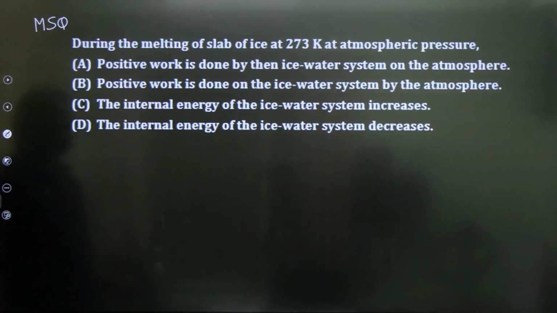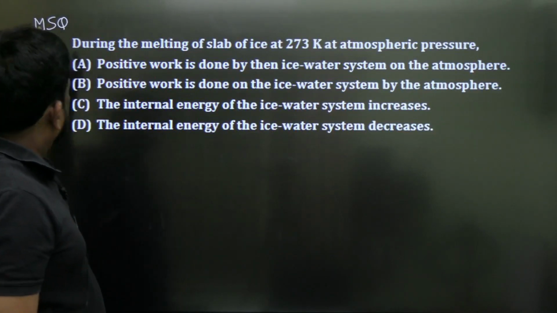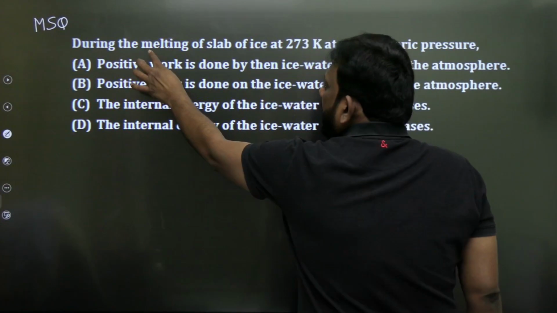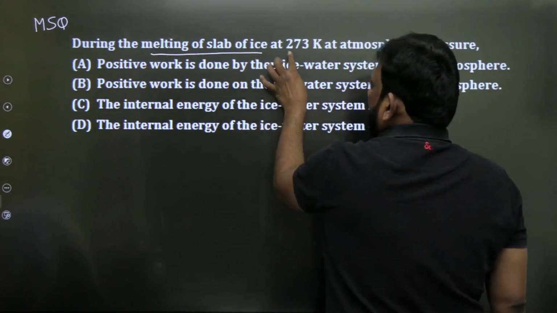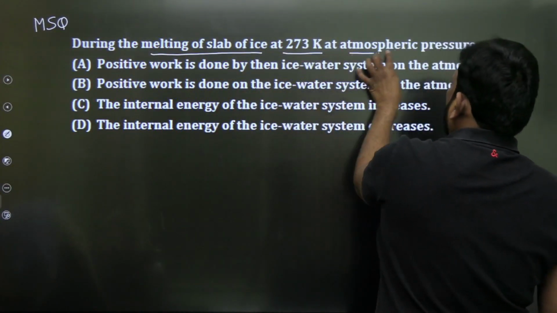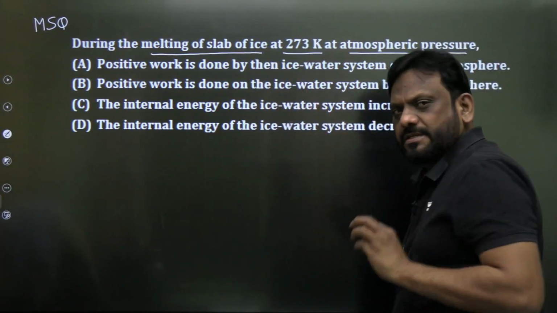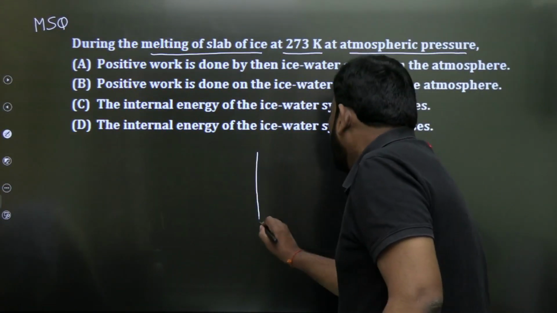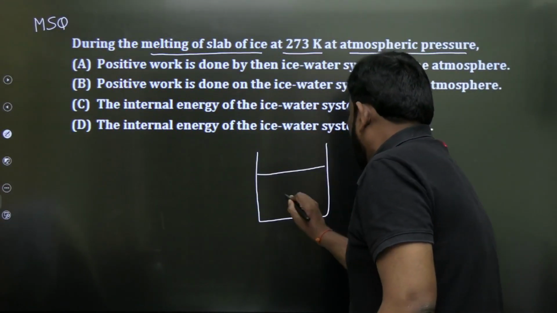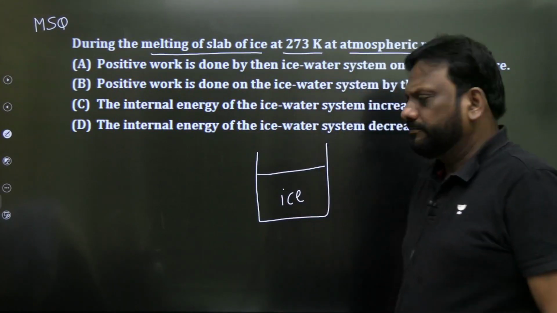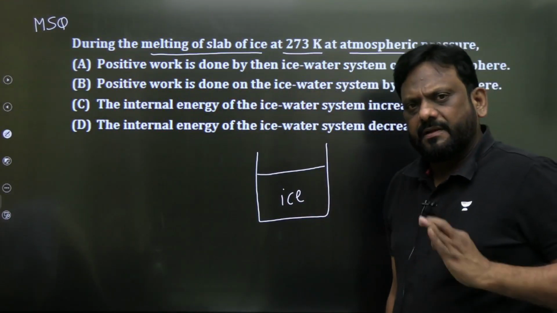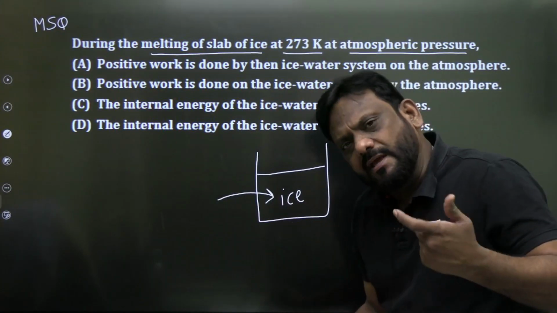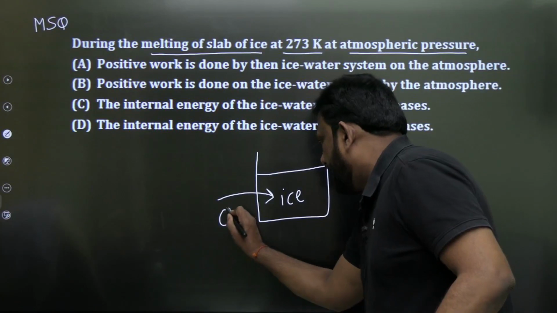Now, this is the first question. This is an MSQ question. Now, a good question. During melting of ice at 273 Kelvin at atmospheric pressure, he has given some options. Means ice is melting. Let us take ice in a container. This is the ice. How can ice melt? Definitely by absorbing heat. So it melts only by absorbing heat. So it is absorbing heat.